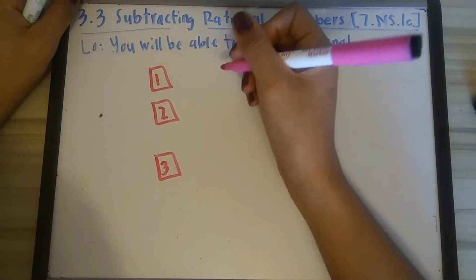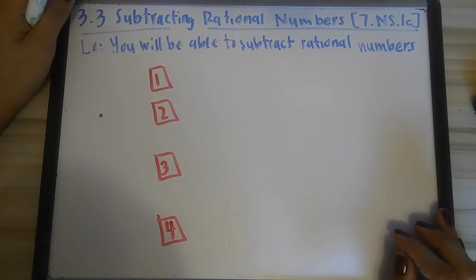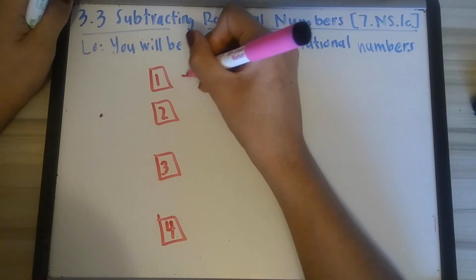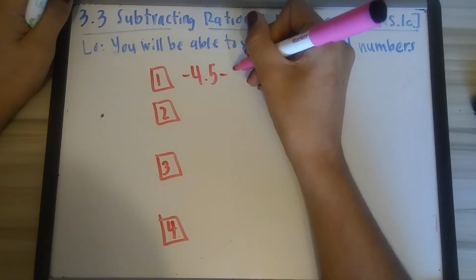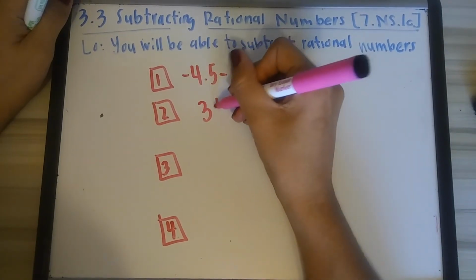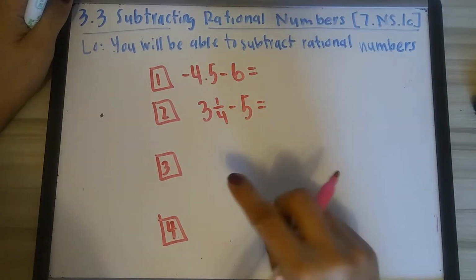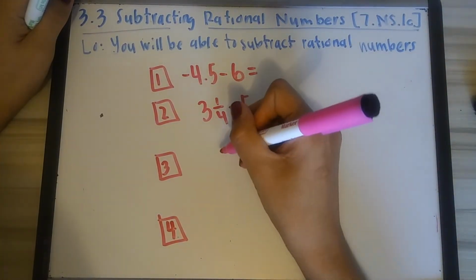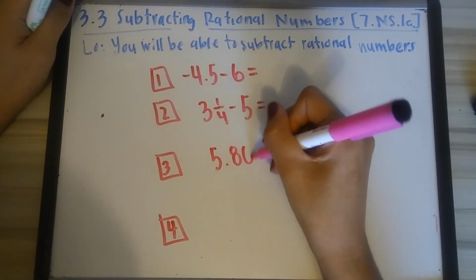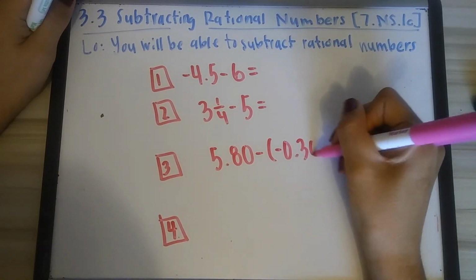Okay, so the first one that I want you to do, make sure that you do this on your Flipgrid, explaining to me how you did it. So number one, let's do negative 4.5 minus 6. The second one, let's do 3 1/4 minus 5. The next one over, let's do 5.80 minus a negative 0.30.